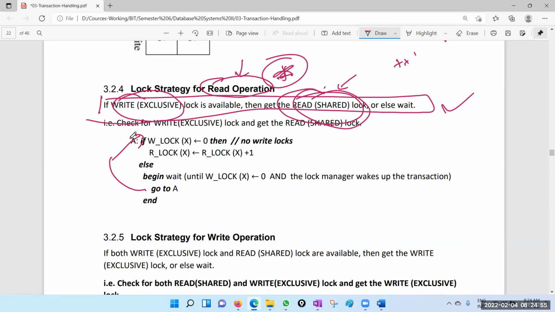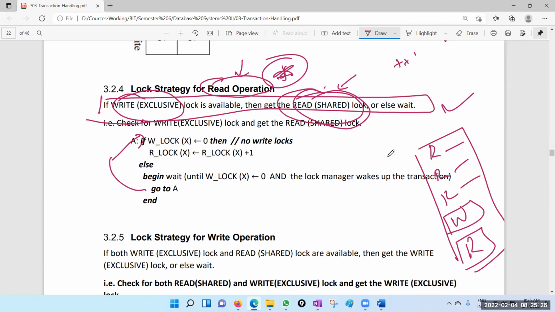But again, you may also get it, because if 3 transactions were waiting for the read lock, then all 3 will get the read lock, since one transaction getting the read lock does not prevent you from getting it. But say these 3 were waiting for the read lock and this one was waiting for the write lock, and you are waiting for the read lock, then you may not get that lock, because this one is waiting for the write lock. That kind of complication can be there, but you will understand when we discuss the lock strategy for the write operation. Any questions on this?